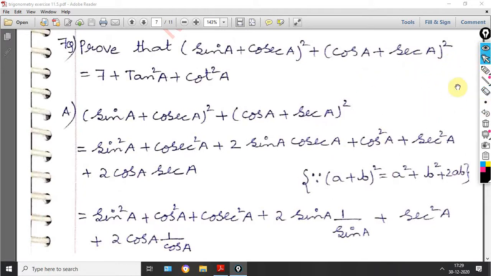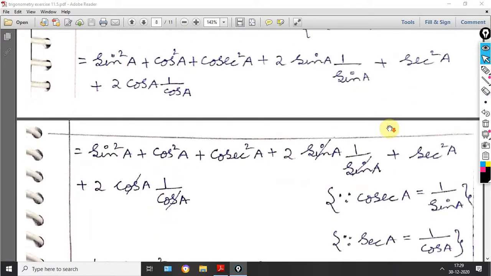Next, what we are doing: this sin square A we are writing as it is, plus cos square A as it is, plus cosecant square A as it is. Next, plus 2 sin A, 1 by sin A as it is, plus secant square A. Next, plus 2 cos A, 1 by cos A as it is. Here sin A and this sin A get cancelled because they are both the same. This cos A and this cos A also get cancelled because they are also the same.